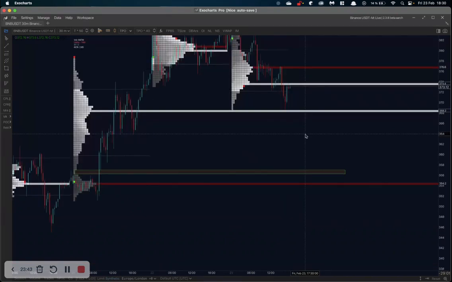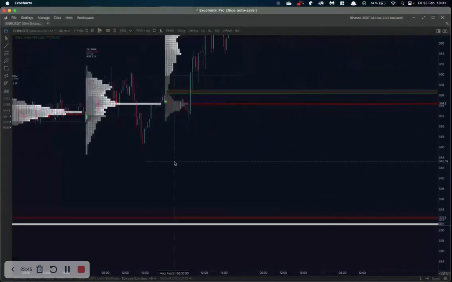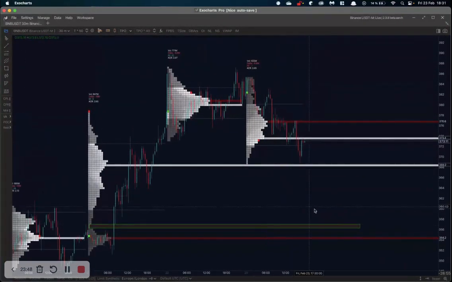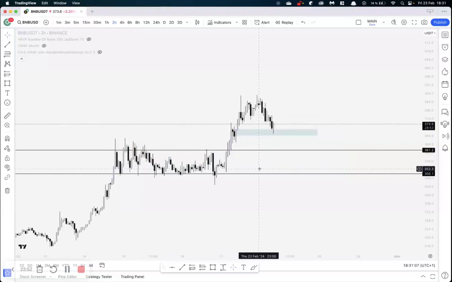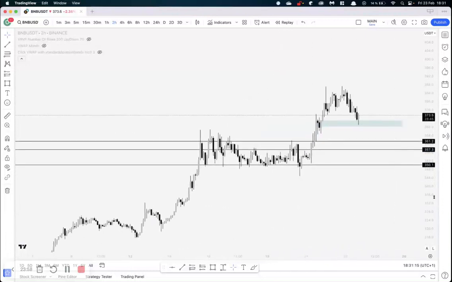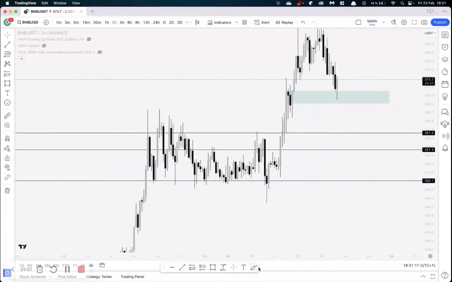There isn't too much on BNB here. But we have this one. So we'll see if this lines up with any of our levels. So it's 357. 357, that's right around here. Which is also this support resistance. So we now have one key level marked out.